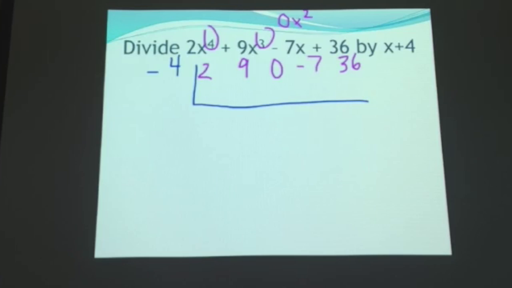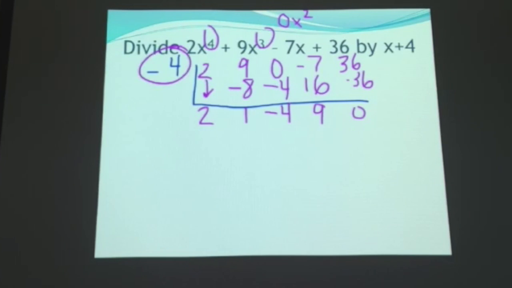So let's drop that 2 straight down, and let's go through and multiply. -4 times 2, -8. Add straight down. -4 times 1, -4. Add straight down. Let's keep going. +16. Give me a 9. And -4 times 9 is -36. So I get a 0. So what did we learn about the -4, 0? It is a solution. Perfect. So -4, 0 is a solution of this crazy equation.